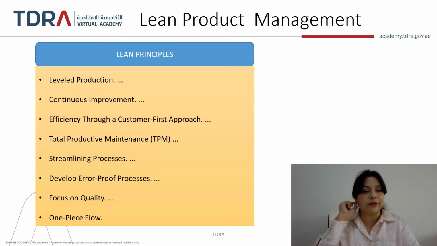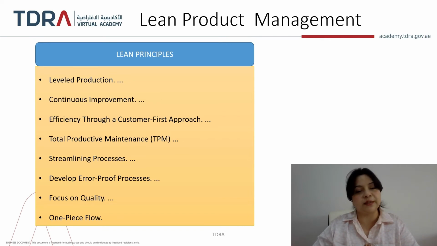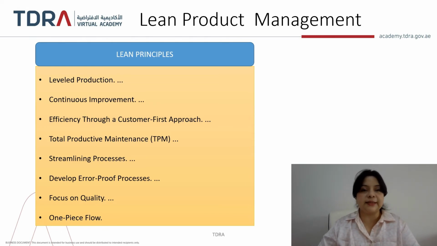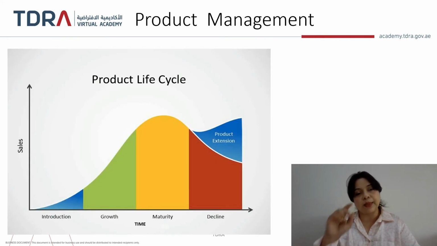We also have level production, continuous improvement, efficiency through a customer first approach, total productive maintenance, streamlining processes, developing error proof processes, and focus on quality and one piece flow. So we understand that these are the lean product management principles. Let us now understand a little more about this.